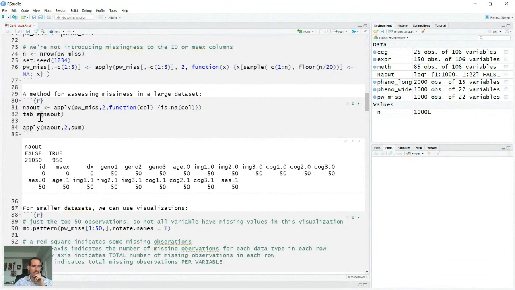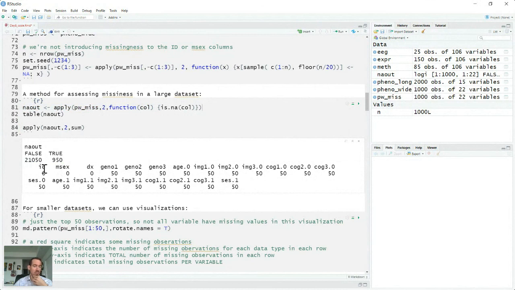We have a table here that tells us there are actually 2 outputs. The NA out object has gone across our entire data set and identified in every column how many are missing. We have 950 missing observations and 21,050 non-missing observations. Again, 1,000 people, 22 variables, that's what you get.